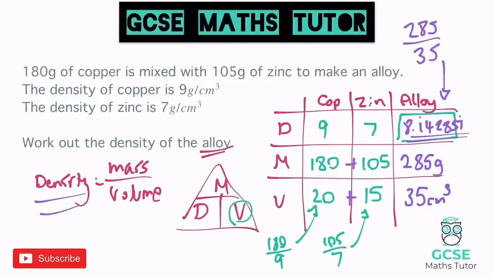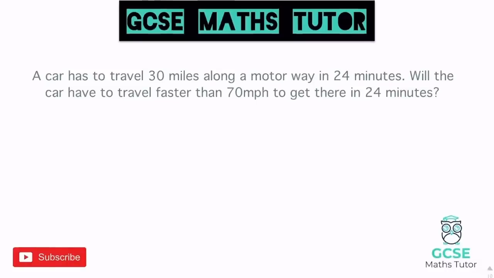So a car has to travel 30 miles along a motorway in 24 minutes. Will the car have to travel faster than 70 miles an hour to get there in 24 minutes? Now I'm going to do this as a non-calculator one, then we'll have a look at one that's maybe a little bit more calculator based. But if it has to travel at 70 miles an hour or more, now 70 miles an hour means that we go 70 miles in 60 minutes. So 70 miles equals 60 minutes.